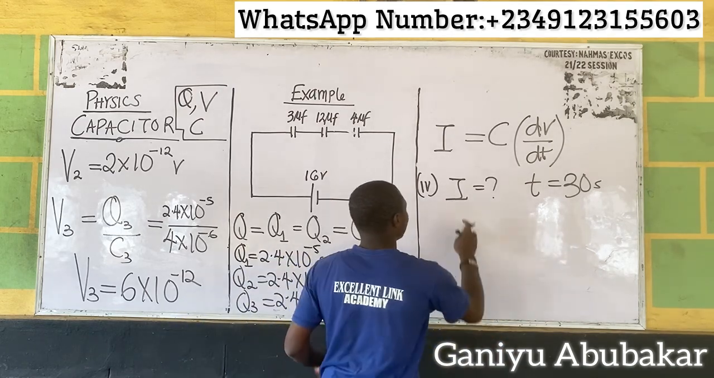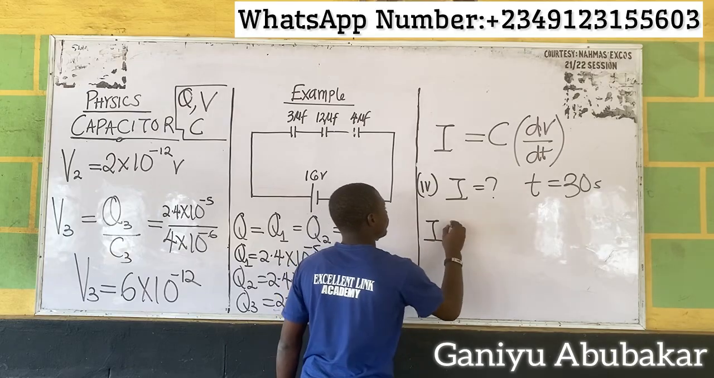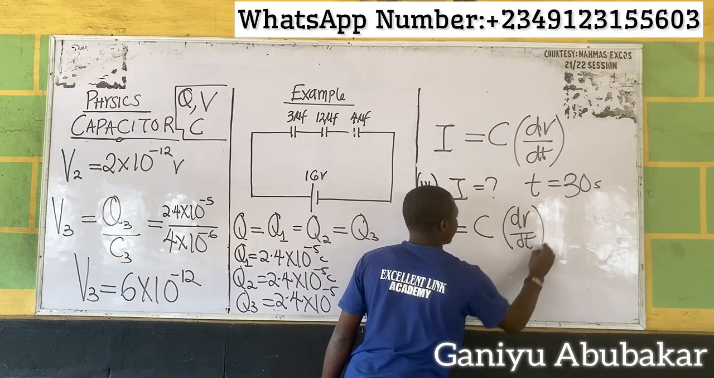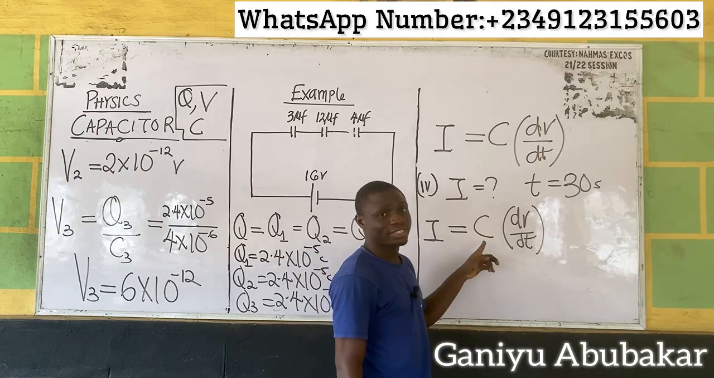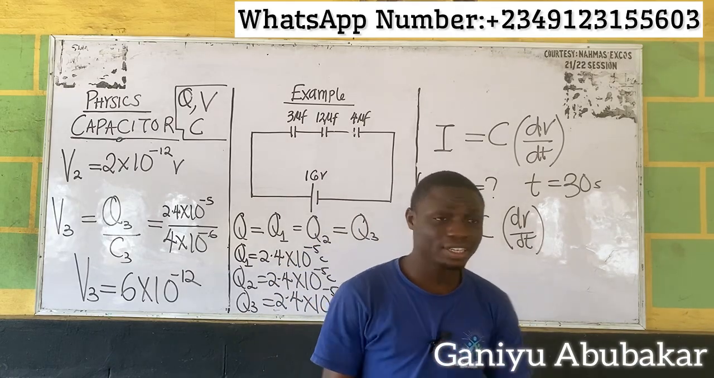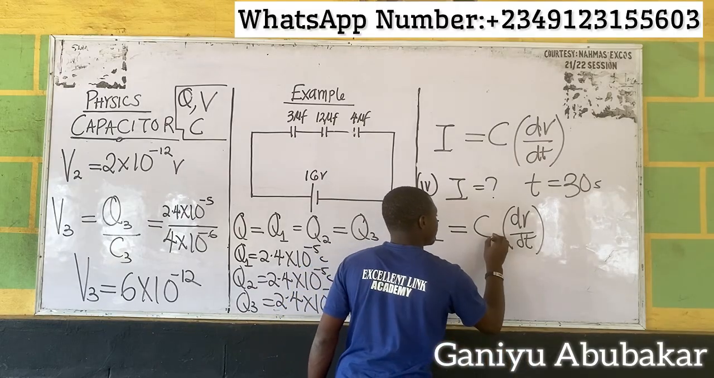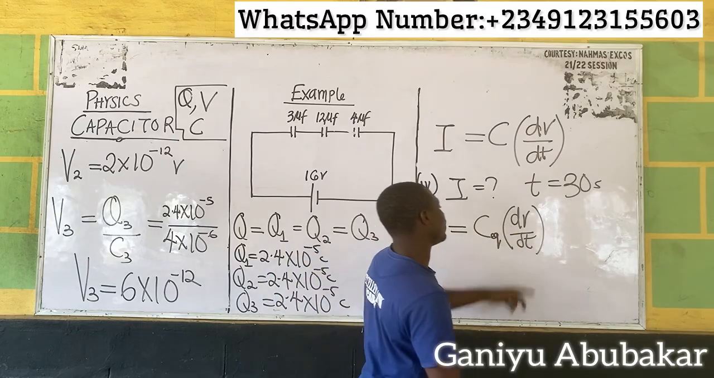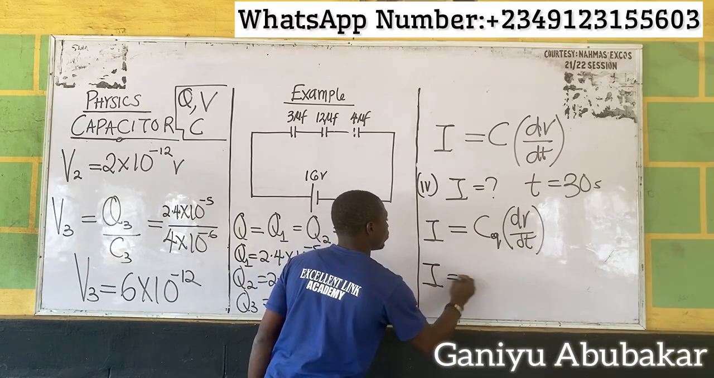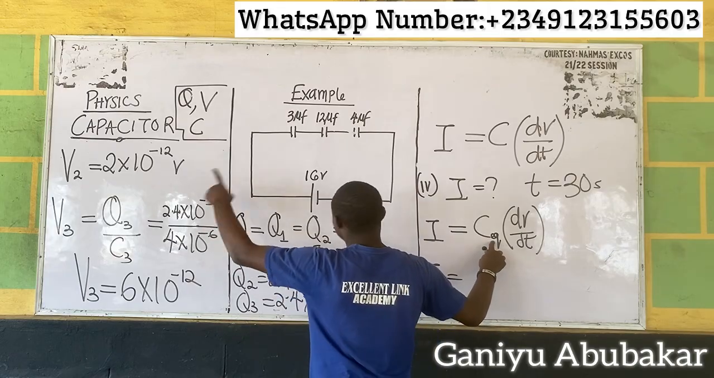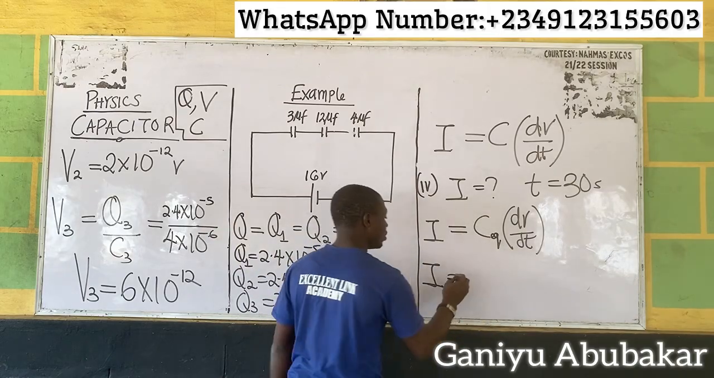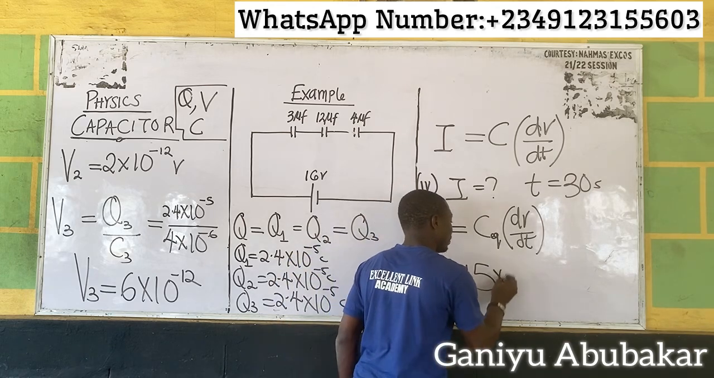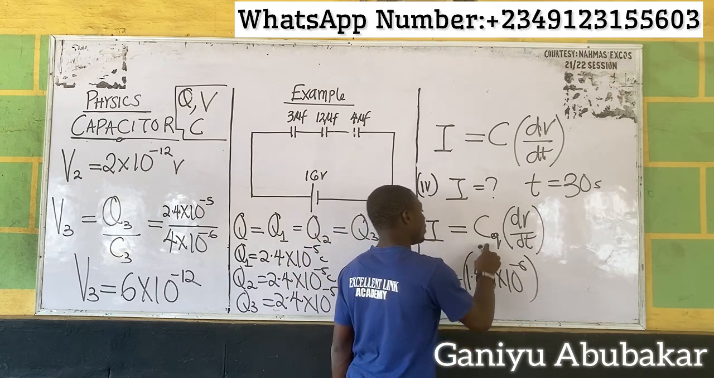We are asked to calculate for current in this case. What do you do? What do you know? We know that I equal to C into dV over dt. My C is not just ordinary C, it is my C equivalent. So I equal to C equivalent dot dV over dt. We said C equivalent is around 1.5 microfarad, as we did it initially, that's 10 to the power minus 6.